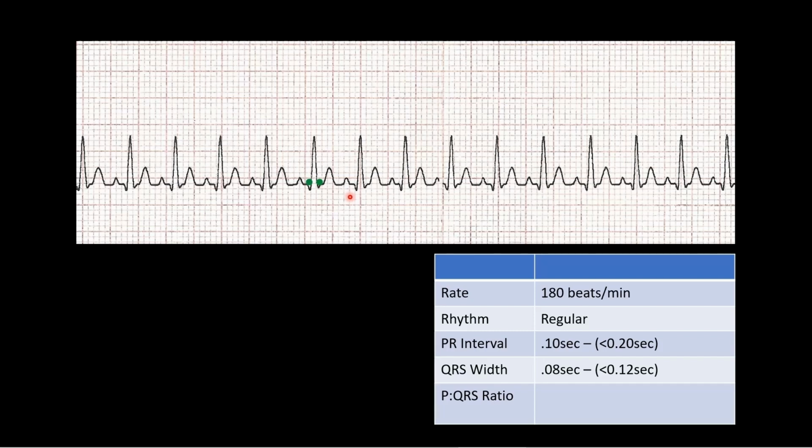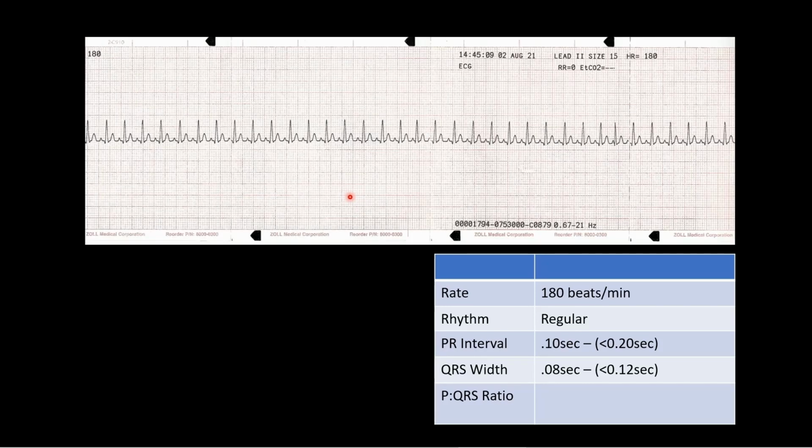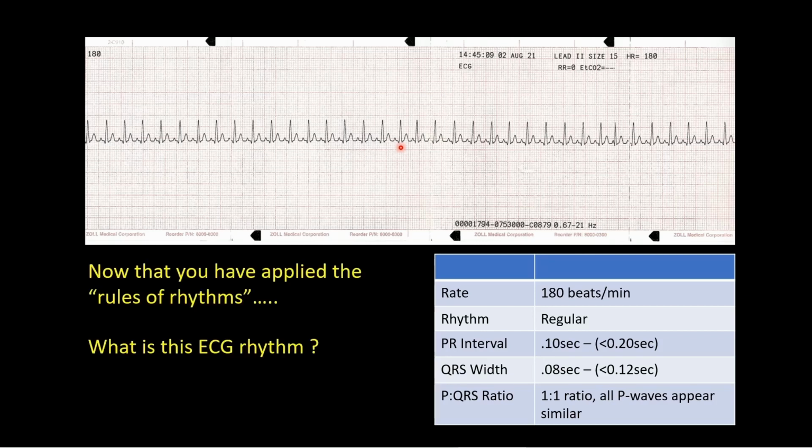So now we'll apply our next rule. Do we have P's for every QRS and QRS's for every P? Yes. We see P waves in here, and they seem to all look about the same. Even on the zoomed in one, they seem to be fairly similar. So now we'll say that yes, there's a 1-to-1 ratio of P to QRS, and QRS for every P. All the P waves appear similar. And so now we have to figure out what this rhythm would be. This rhythm's actual name would be supraventricular tachycardia.